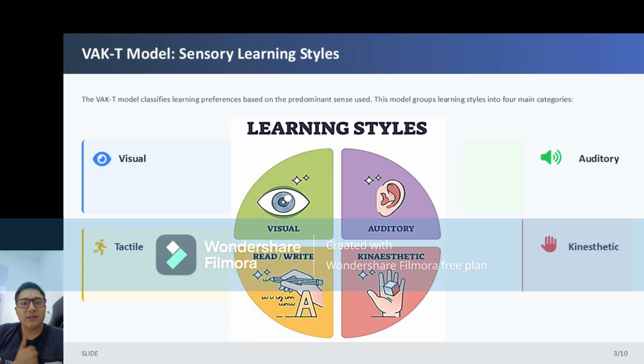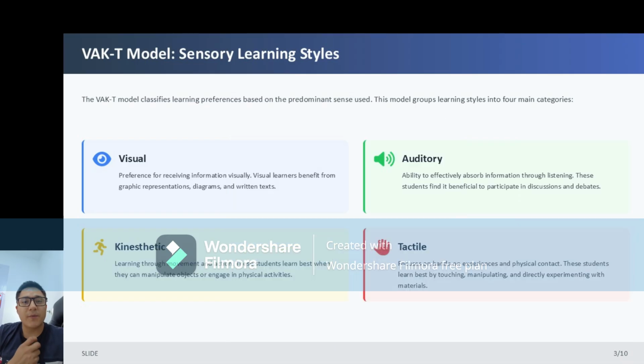VAKT model, sensory learning styles. The VAKT model is the most widely used sensory classification. It recognizes learning preferences based on the predominant sense we use to perceive information. This model divides styles into four main categories: visual, auditory, kinesthetic, and tactile.